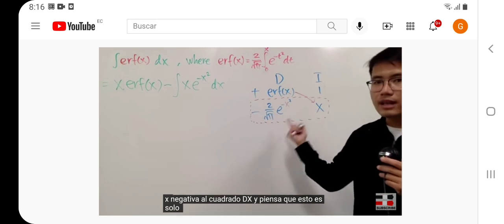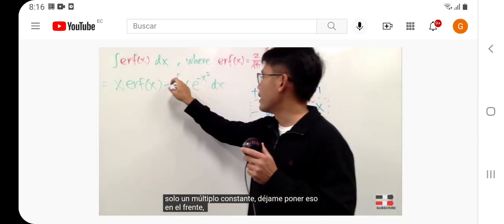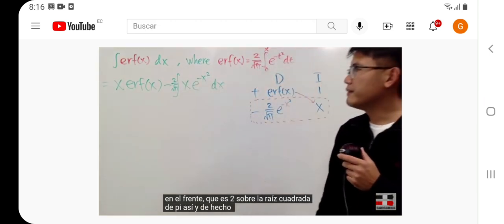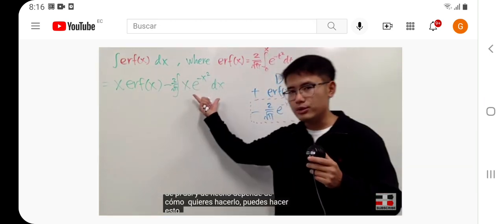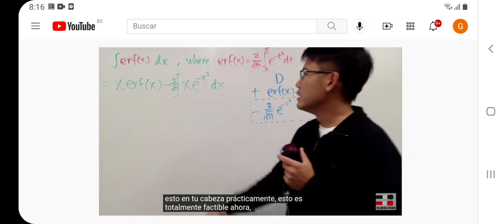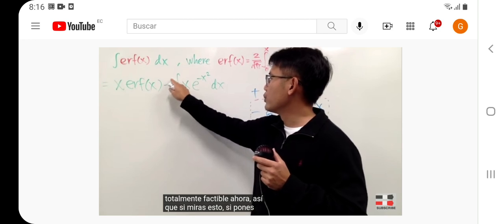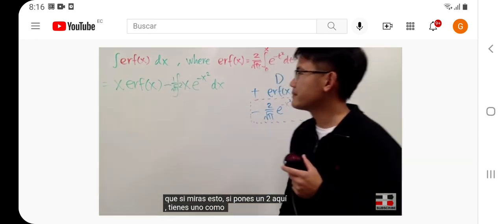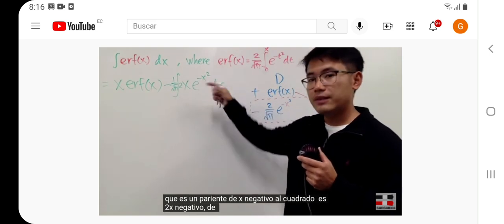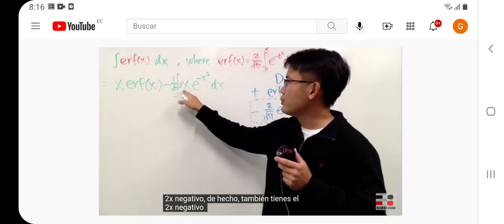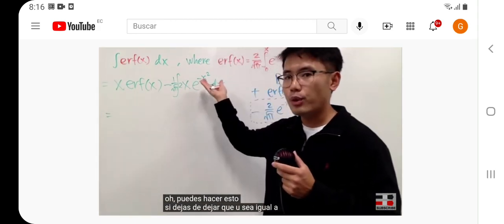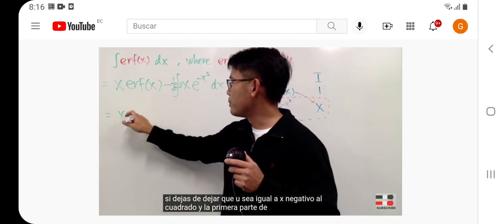And since this is just a constant multiple, let me put that in the front, which is 2 over square root of pi, like that. And in fact, depends on how you want to do it. You can just do this in your head pretty much. This is totally doable now, right? So if you look at this, if you put a 2 right here instead, you have 1 like this. You see, the derivative of negative x squared is negative 2x. In fact, you have the negative 2x right here as well. So all in all, you pretty much can just do this by u sub, letting u equal to negative x squared. And the first part of the answer stays the same.